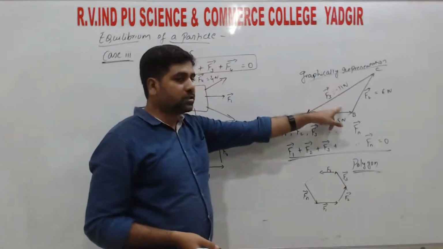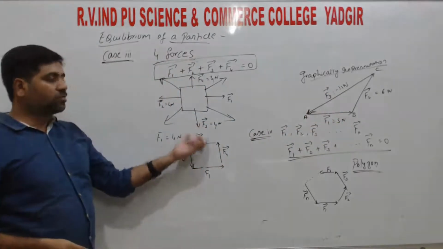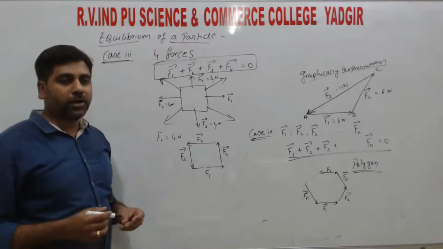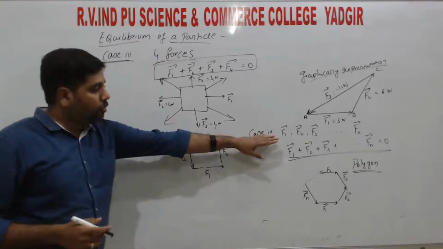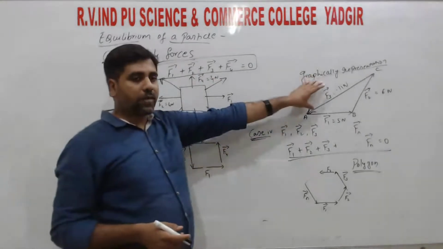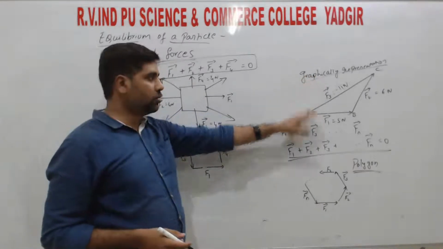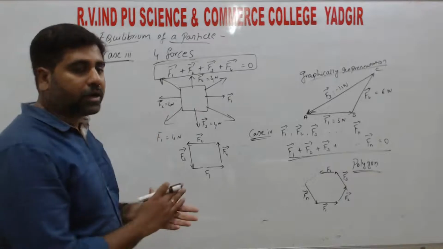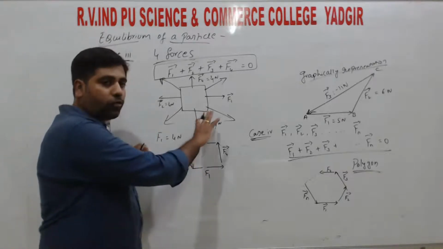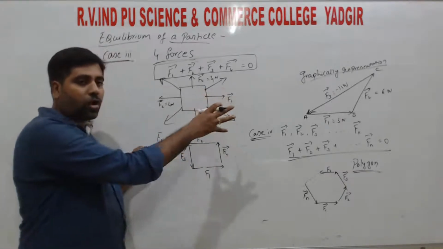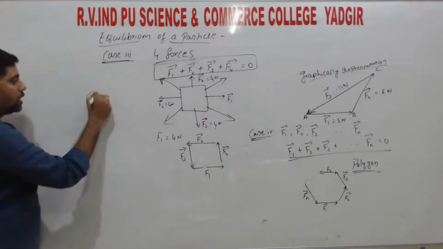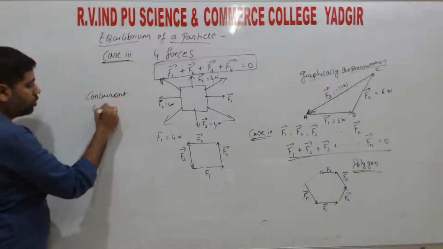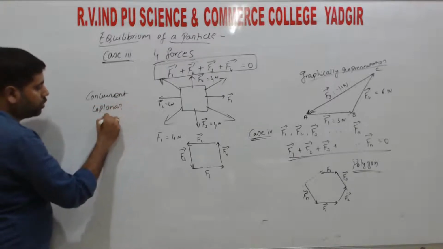So 3 forces triangle, 4 forces square or rectangle. So equal and opposite magnitude, right? So mathematical formula plus graphical representation. So this is about the equilibrium of a particle, right? So here all the forces which are applied on this object are concurrent coplanar forces.